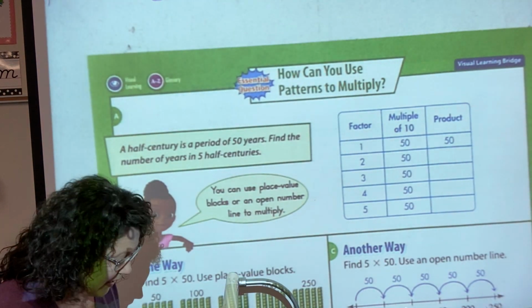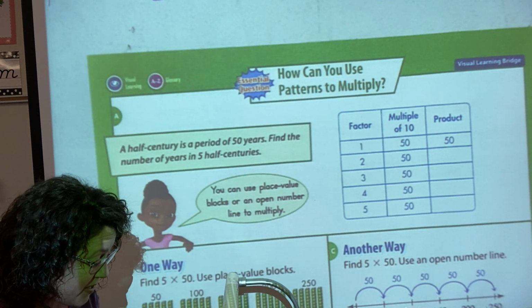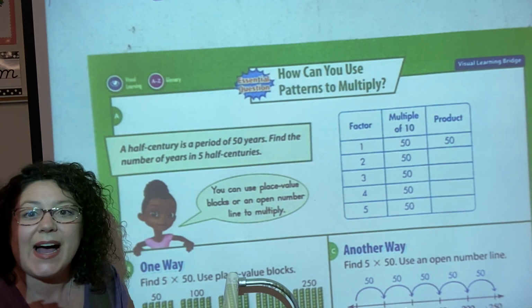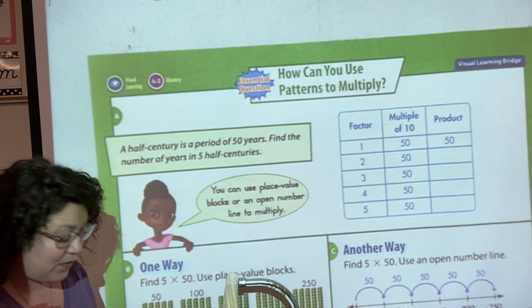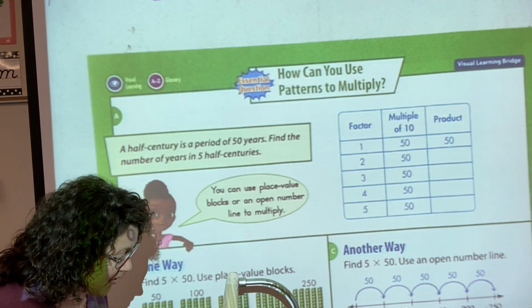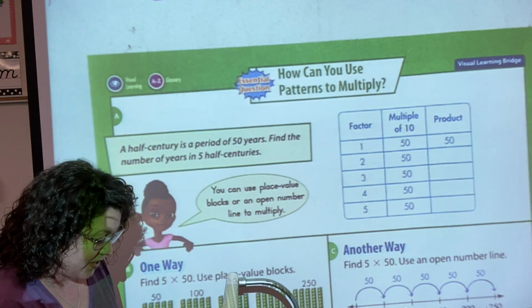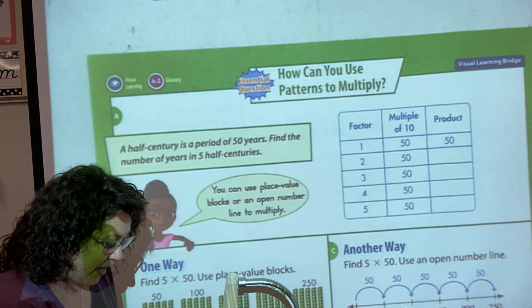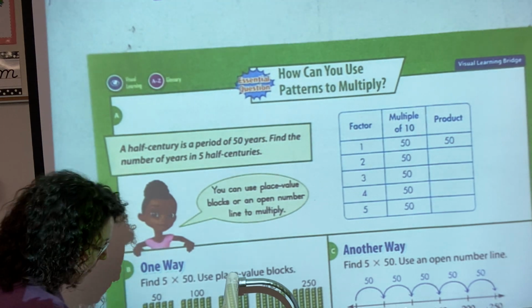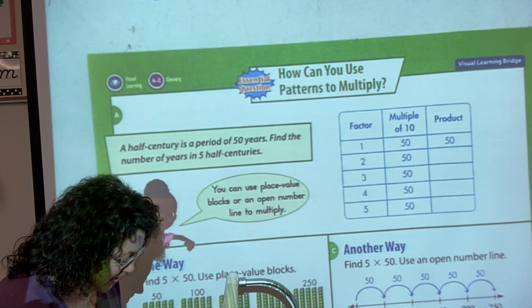And this young lady says a half century is a period of 50 years. A century is 100 years. A half century is 50 because 50 is half of 100. Find the number of years in 5 half centuries. You can use place value blocks or an open number line to multiply. So let's see what she did.